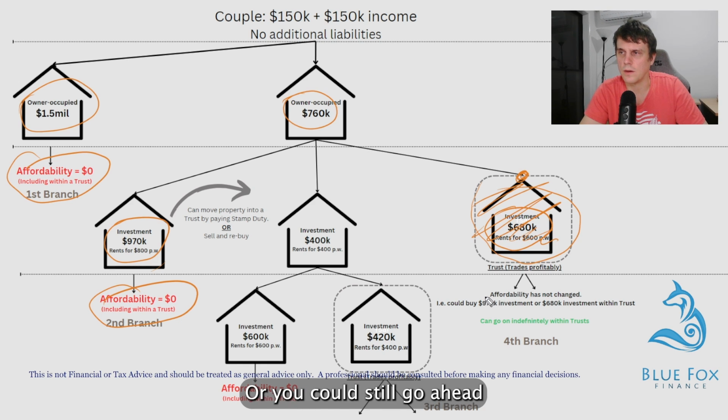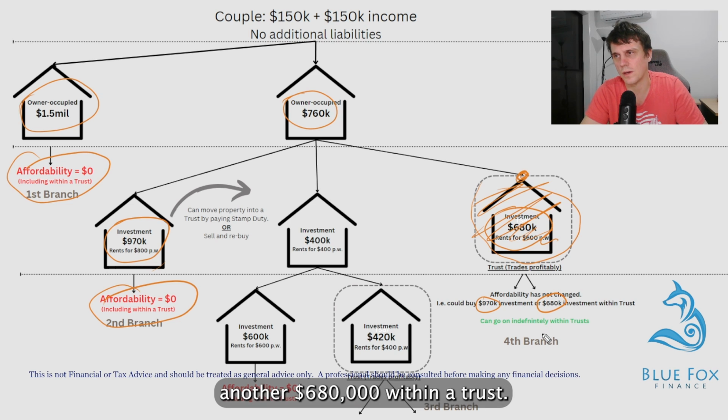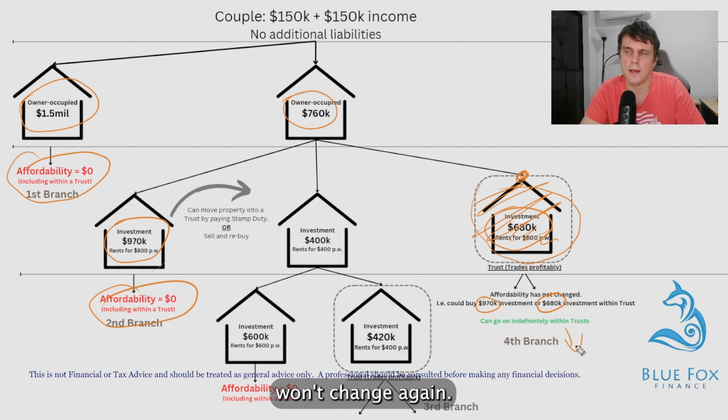Well, you could still go ahead and buy $970,000 in your personal name, or you could buy another $680,000 within a trust. And this can go indefinitely. So you buy another positively geared one for $680,000, and your affordability won't change again. And you can buy 10 properties like that, no problem.